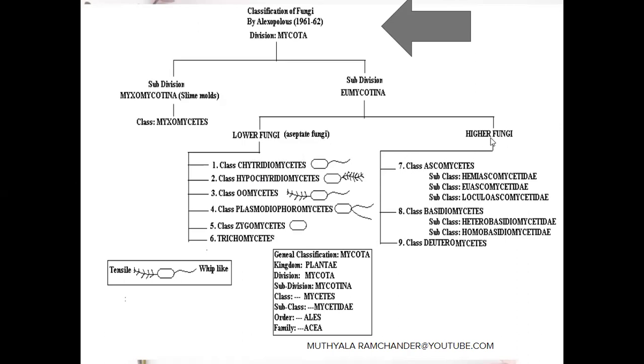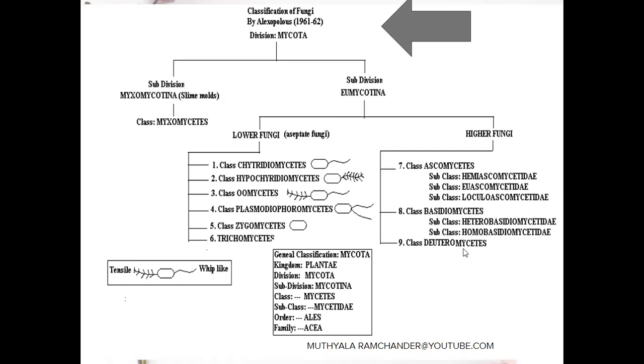Septate fungi are higher fungi, classified into 3 classes. Continuing from the lower fungi classes, the 7th class is Ascomycetes. Ascomycetes produce ascospores, in a pulley-wheel-like structure. It contains 3 subclasses. The 8th class is Basidiomycetes. Basidiospores are released from the fungi called Basidiomycetes. It is again classified into 2 subclasses. And the last class, the 9th class, is Deuteromycetes.